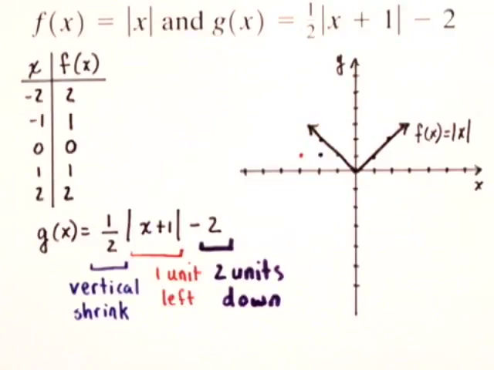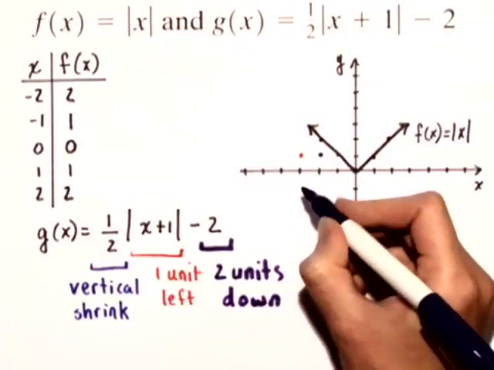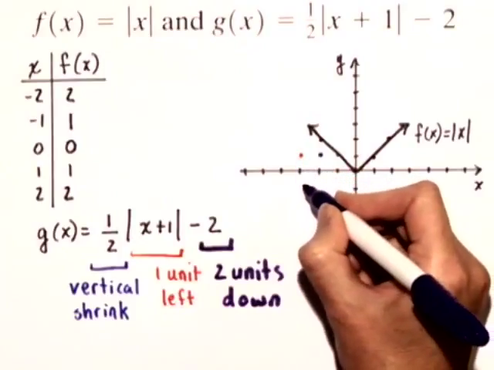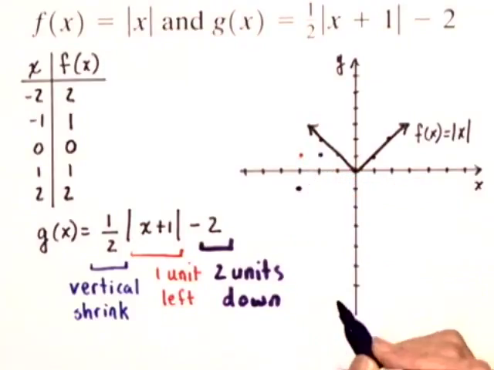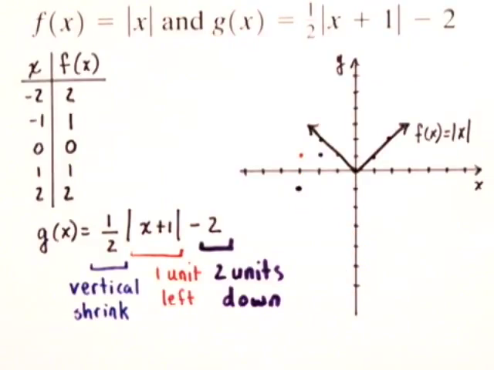And finally, this will be my final graph. In purple, I'm going to go 2 units down. So from the red dot, I go 2 units down. This represents my new point, -3, -1. I'm going to do that with each of these other points on the graph.